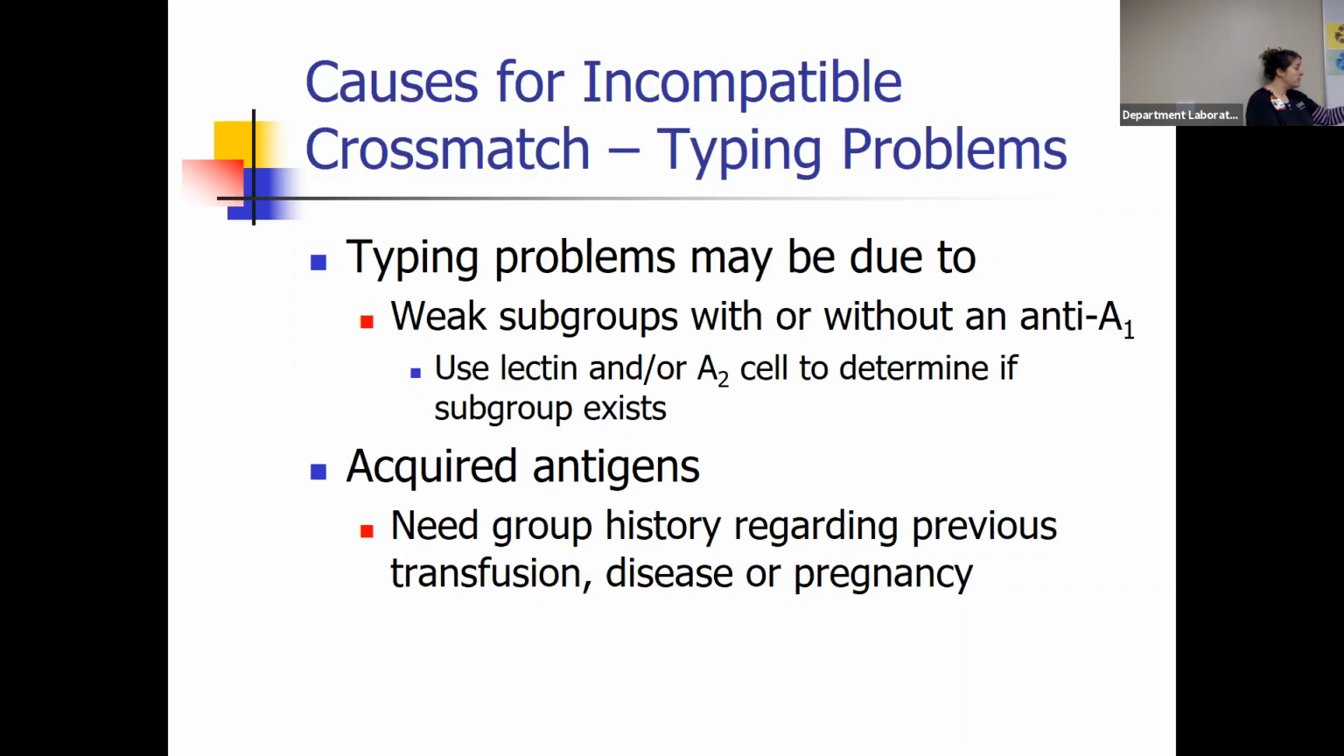Now, if you have a unit and you know it's A2, that patient can safely receive that A2 unit, but you have to type that unit for A2, and that A2 would have to be logged into your inventory. This unit is A2, safe for transfusion for my patient that is A2 with anti-A1. Does that make sense to everybody? Right?